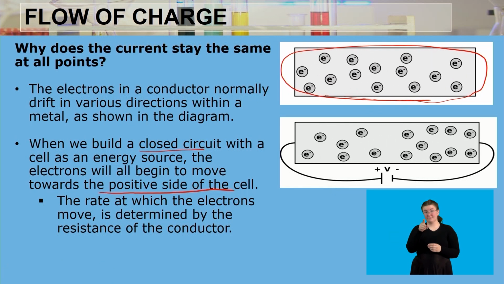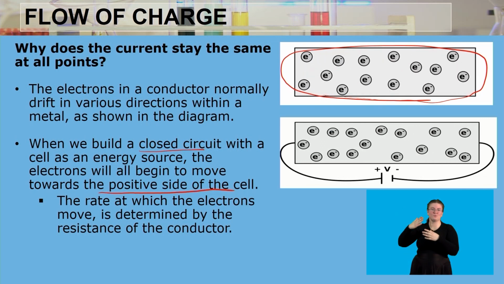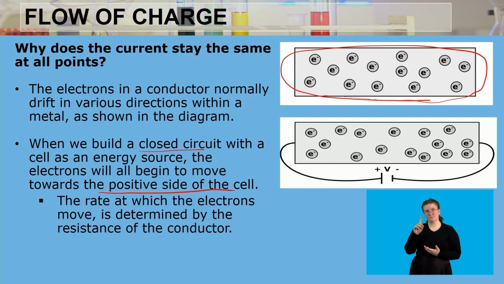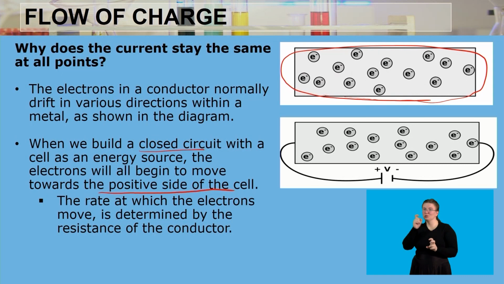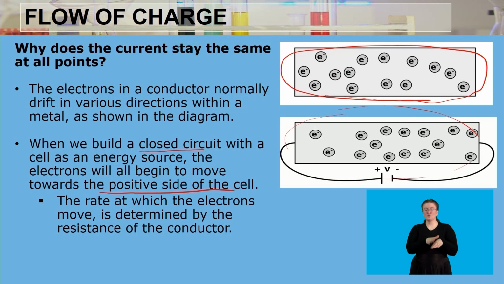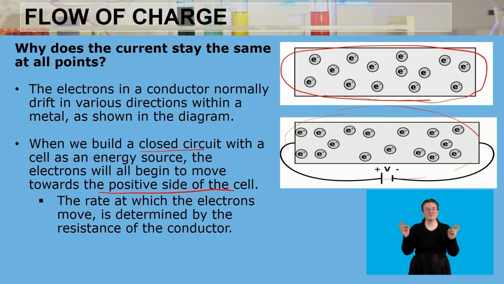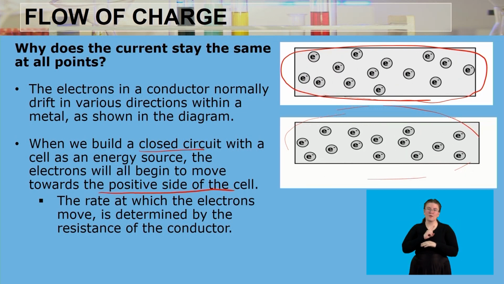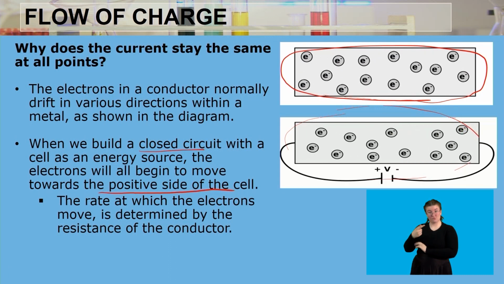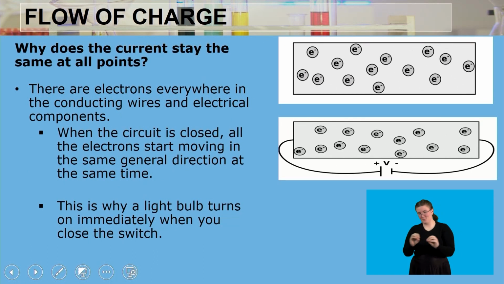So the rate at which these electrons move is determined by the resistance of the conductor. That means if a conductor has a high resistance, or if the circuit has a higher resistance, the rate at which these electrons are going to be moving will be slow. Why? Because the electrons are carrying a charge. So the electric current is going to decrease once the resistance of the circuit or of this conductor increases. Right? So the relationship between resistance and current still remains: when the resistance of a conductor increases, then the current is going to decrease.